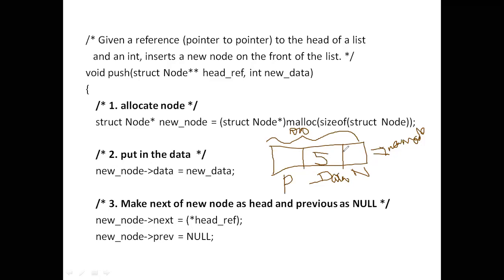Everybody understand? So new node arrow data. Sorry, new data equal to new node arrow data. I told you, instead of the dot operator, here you are using the arrow. So new node arrow data equal to 5, I have done. Next what I have to do? I have to make next of new node as head and previous as null. Am I correct? Yes, ma'am. Previous as null.